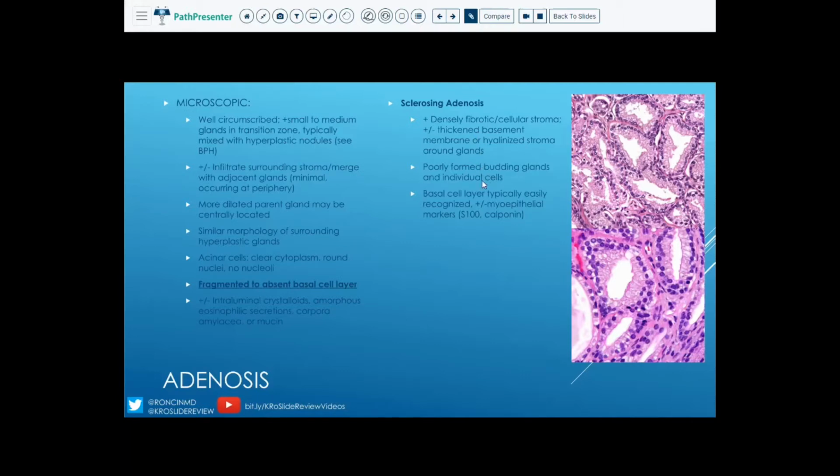The glands themselves tend to be relatively poorly formed as well as individual cells. So again, we had all those normal, somewhat hyperplastic glands, and then we had glands that were kind of just saying they're not really looking like much. But we could appreciate that basal cell layer. And again, if you want to find your basal cell layers, we do have stains for that.